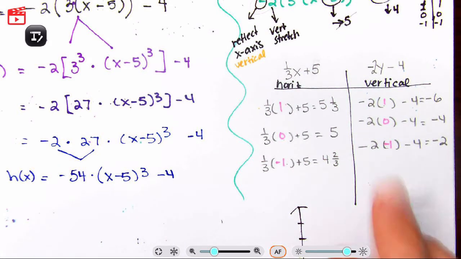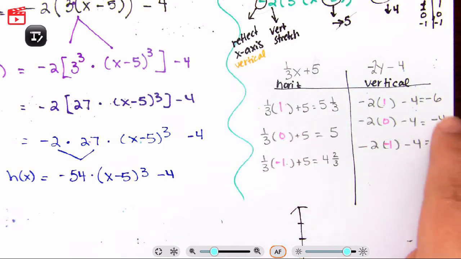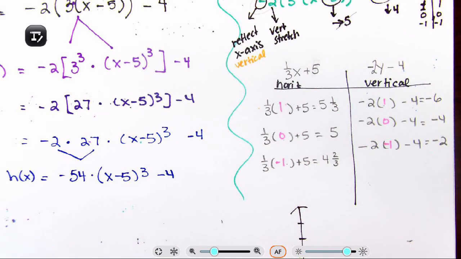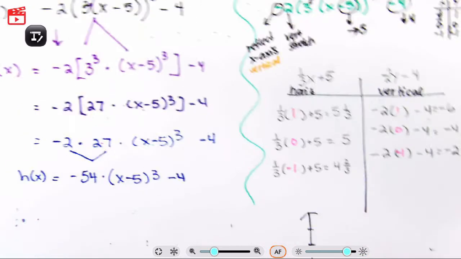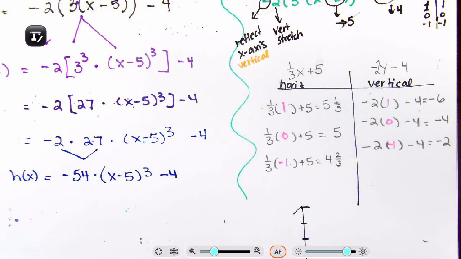Okay, so what do I have? I have 5 and 1/3, and I have a -6. So 1, 2, 3, 4, 5, 5 and 1/3, and -6. That's here-ish. Then I have 5 and -4. 1, 2, 3, 4, 5, -4. That's here-ish. And then what do I have? I have 4 and 2/3. 1, 2, 3, 4. 2/3 is about here, and -2.